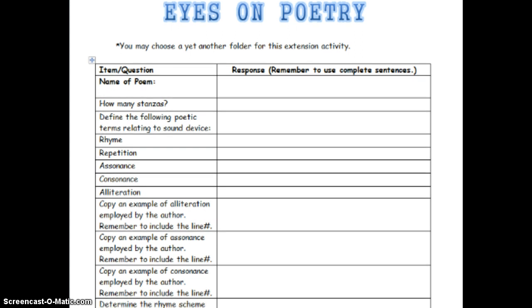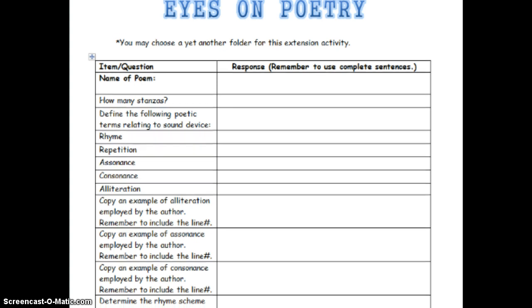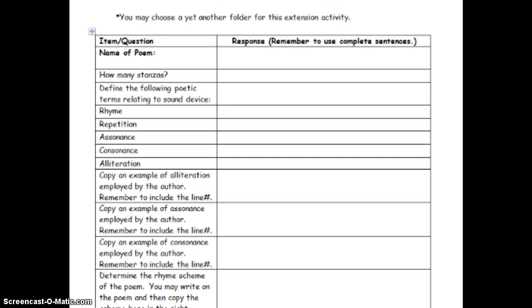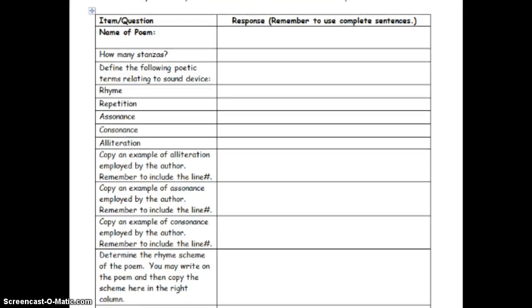You could use the same poems, choose a different folder just to keep it interesting, keep them engaged, keep the material fresh. This time, let's be sure, do the children know what is a stanza? What comprises a stanza in a poem? Does it have to be 4 lines? And then to define these terms that relate to sound device. This could serve as a pre-assessment when you're moving into sound device, depending on your grade level.